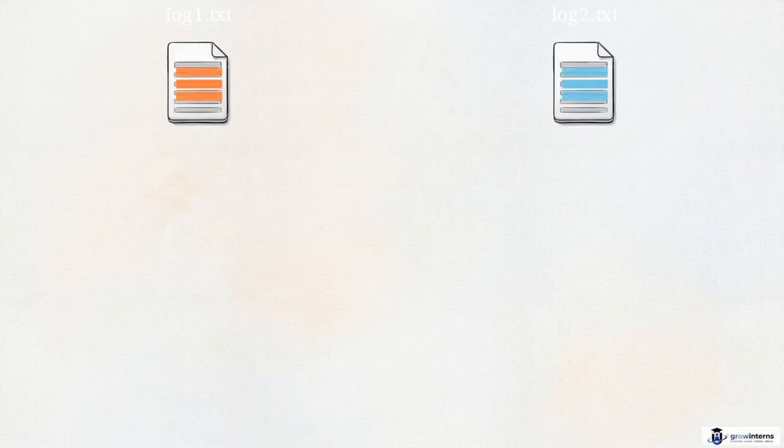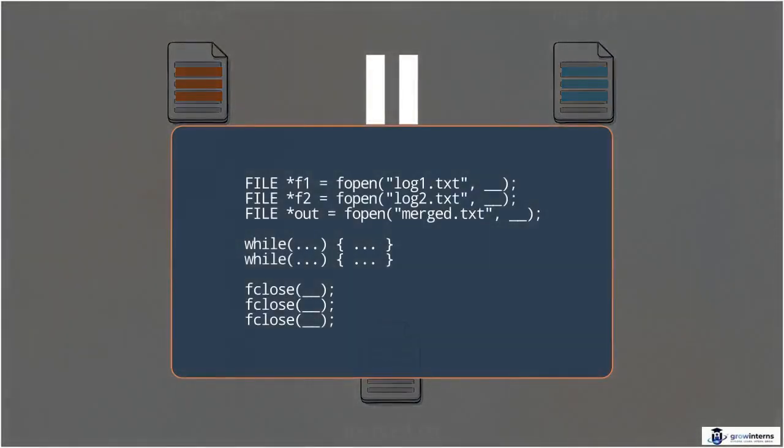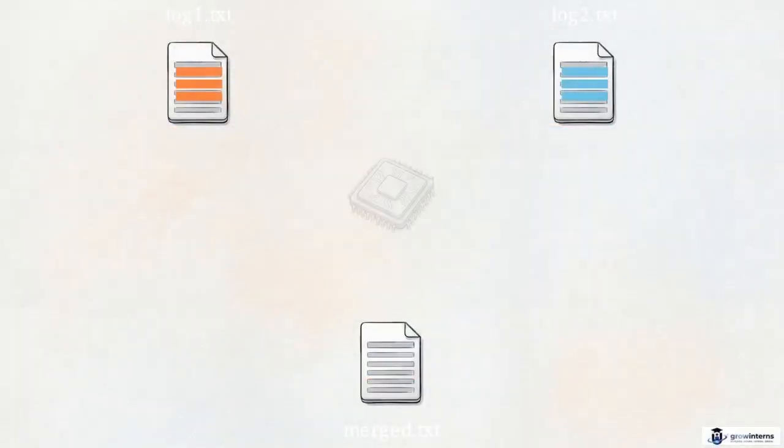Here's a practical scenario. We have two distinct log files. We need to extract all the data from both and synthesize it into a third, empty file called merged.txt. Pause the video right here. Look at the empty code template on screen and map out the exact sequence of fopen commands, loops, and fclose commands you will need to pull this off. Let's walk through the solution.